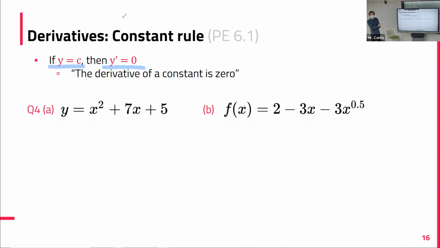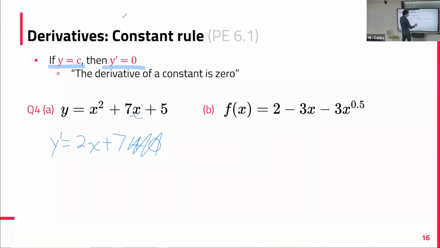Are we ready? Yeah, okay. What is our first one? Y prime equals 2x plus 7. Okay, so like we saw before, 7x with exponent 1, so the x is just disappearing here, and the 5, we could write plus 0, but we don't need to. So just 2x plus 7. That's our derivative.